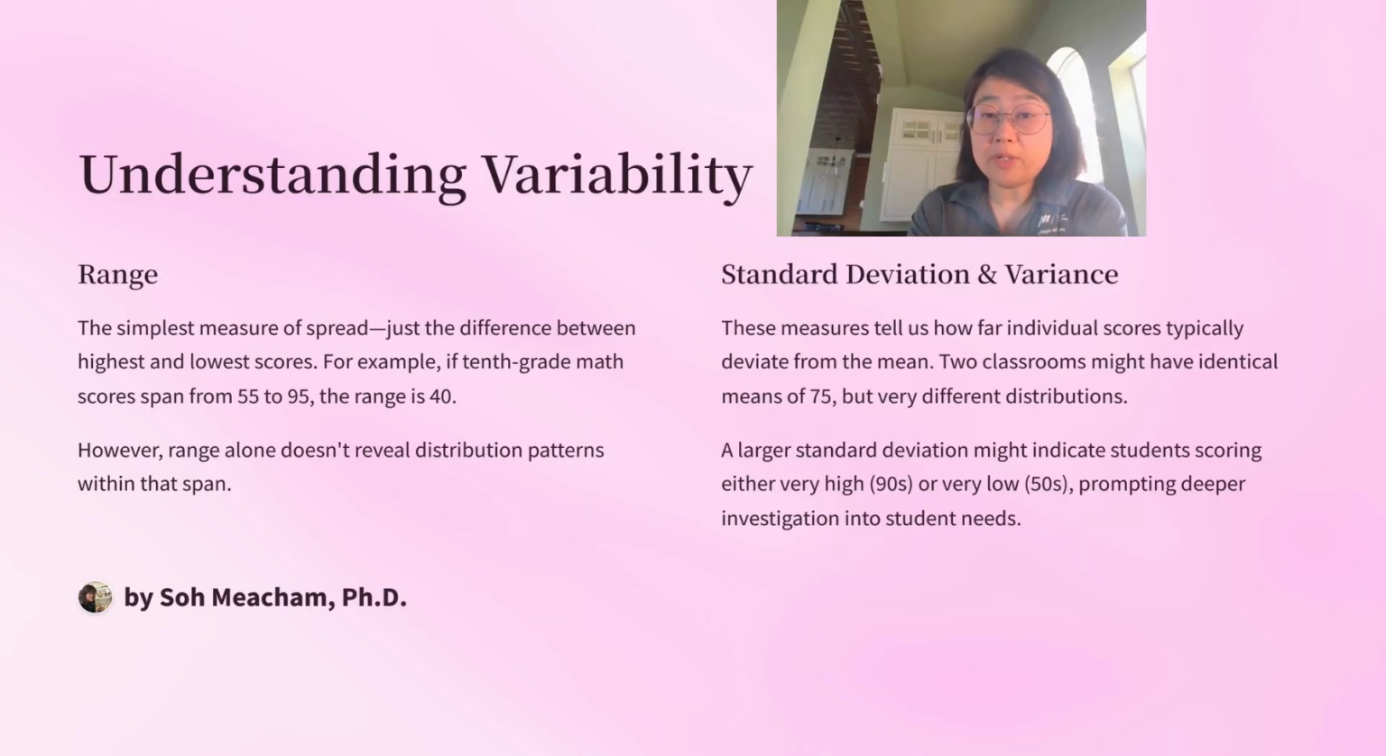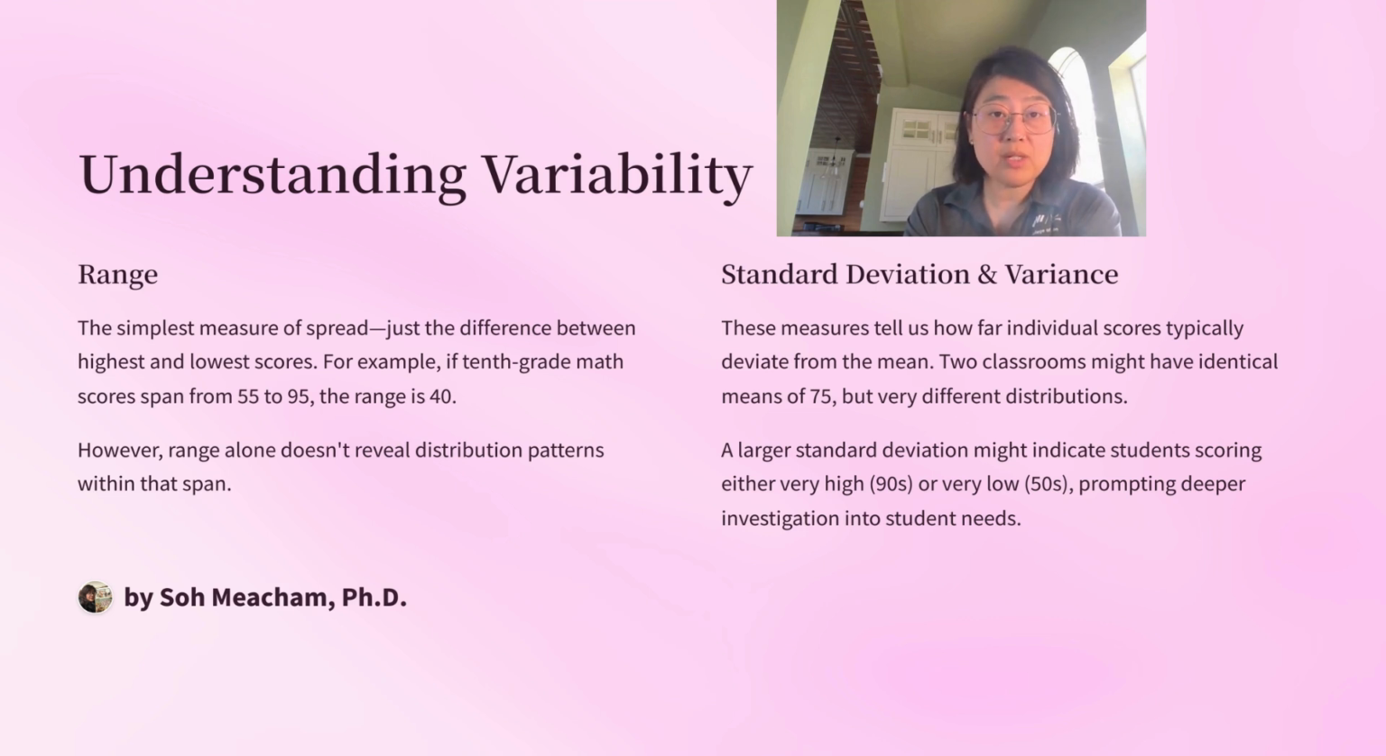Now let's talk about variability. While central tendency tells us what is typical, measures of variability tell us how spread out the data are. The range is the simplest of these. It's just the difference between the highest and lowest scores. For example, in a 10th grade classroom, if the math test scores range from 55 to 95, the range is 40. But that alone doesn't tell us much.